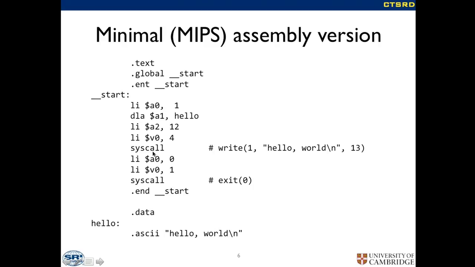This goes into the kernel. The kernel does its thing. It reads the data. It writes it out. Magic happens. And then we return. And we do basically the same thing again, except that we load the return value of 0 and the system call number for exit. And that's it. In fact, the compiler's la is a pseudo instruction, so it actually does two whole instructions when it's expanded. But really, this is it.